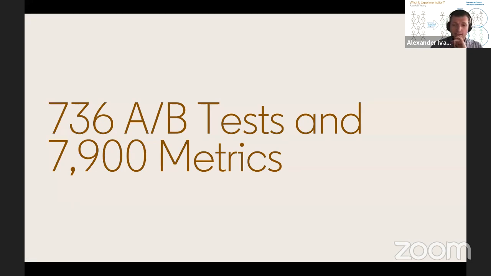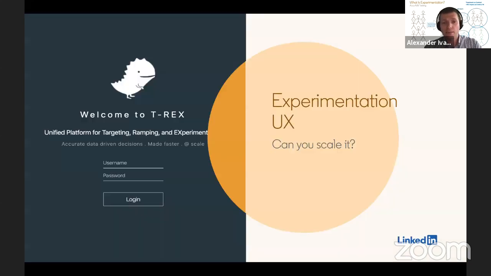And at the moment, we run on average 736 A/B tests in the A/B report generation pipeline, and we compute 7,900 metrics at the same time.